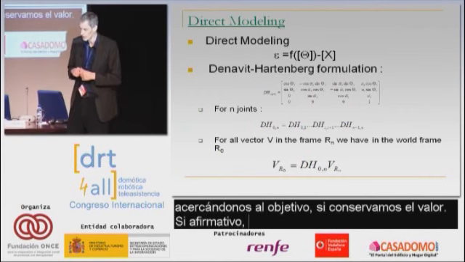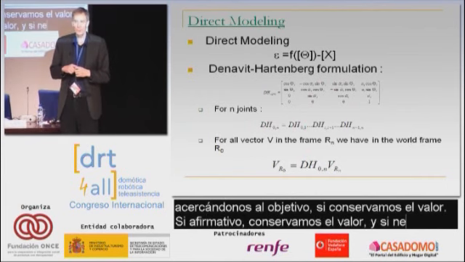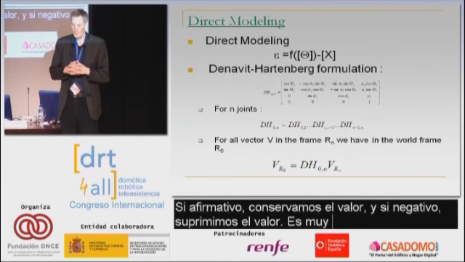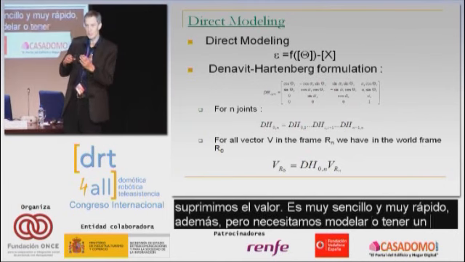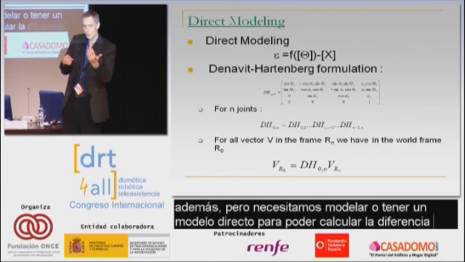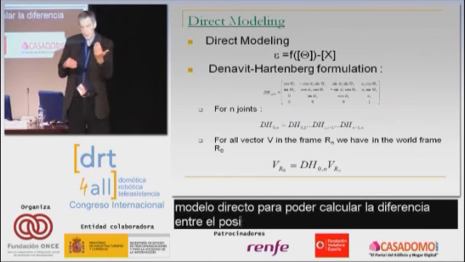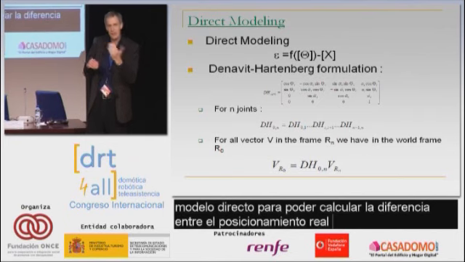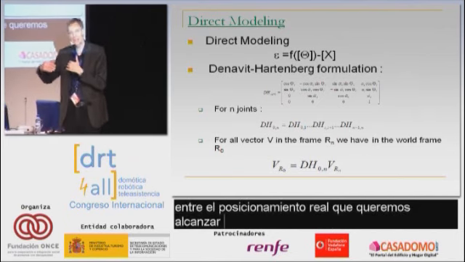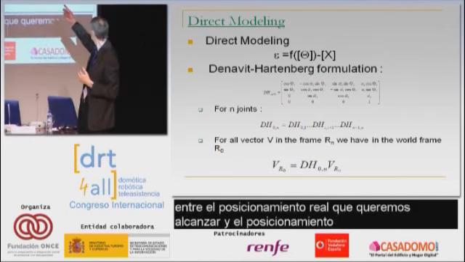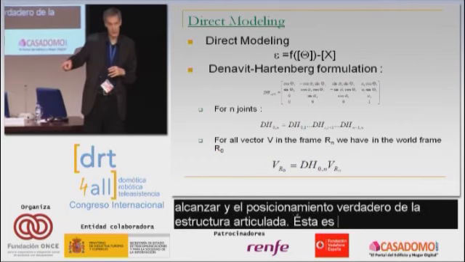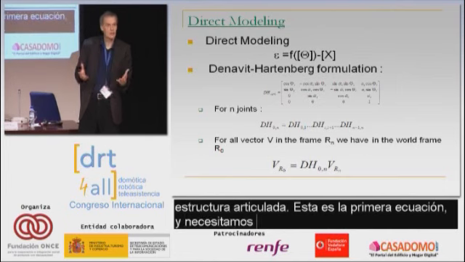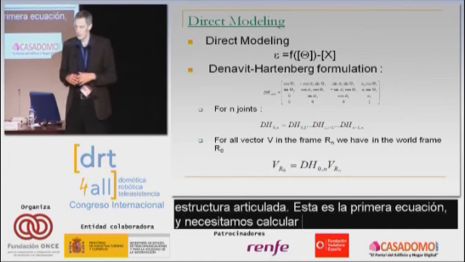But we need a direct model in order to compute the difference between the position we want to reach and the actual position of the articulated structure. This is the first equation, and we need to compute f of theta, which is a direct model of the 21 degrees of freedom system.